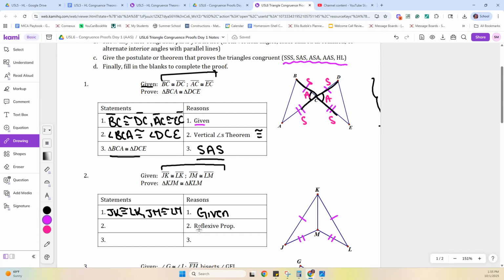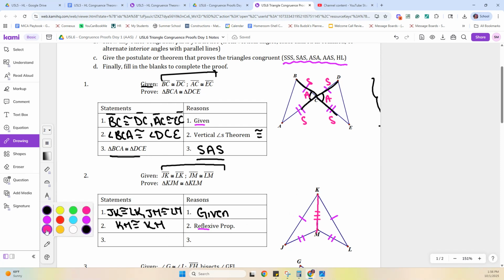Next, they say we're using reflexive property. Remember, reflexive property has to do with overlapping sides. Here, in fact, I do have an overlapping side. My left-hand triangle and my right-hand triangle are both using this KM side. So what I can do is say that KM on my left-hand side is going to be congruent to my KM on my right-hand side.